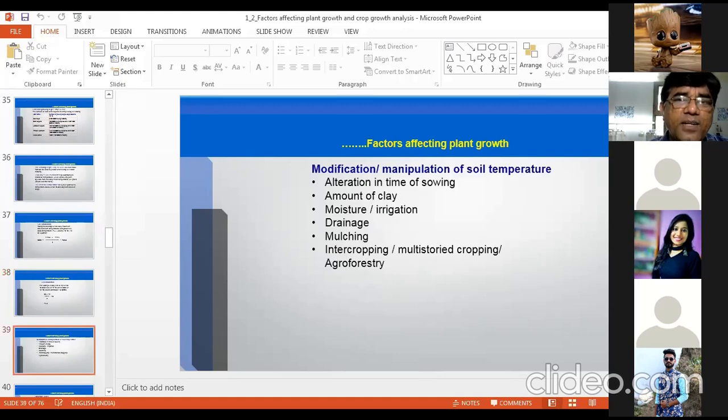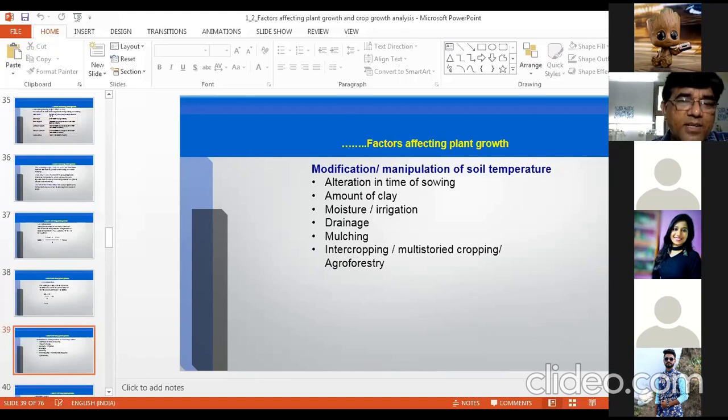Can we modify the soil temperature up to some extent? Yes, we can modify it by alteration in time of sowing. We can alter the time of sowing. Amount of clay is important. It has a very moderating effect on soil temperature. If you have more clay, then variation in temperature is slow. If you have more sand, then variation in temperature is very fast. So clay can moderate soil temperature.